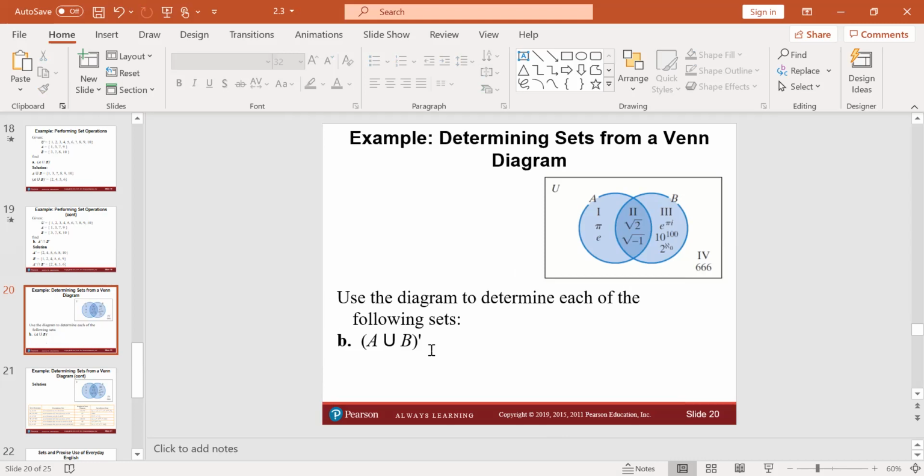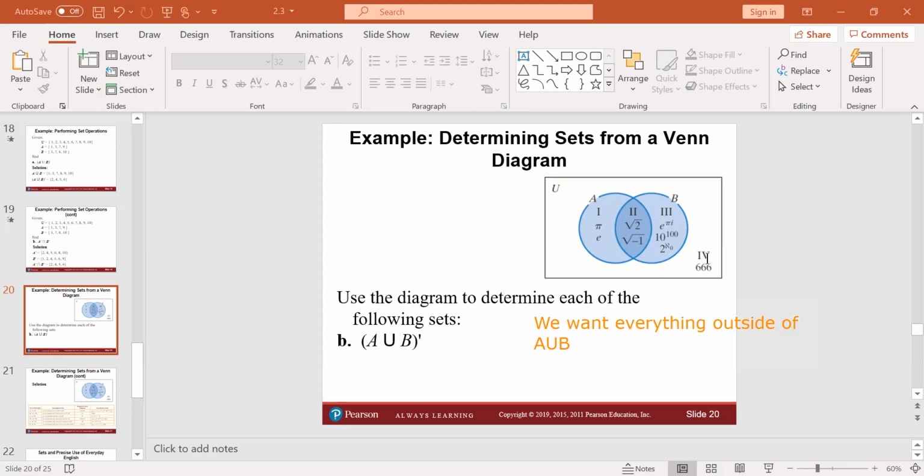Next up, we're going to do A union B, but then complement. So we can actually just look at the Venn diagram here. A union B complement, well, wait a minute. This was A union B, the set with pi, e, root 2, root -1, e to the pi i, 10 to the 100th, 2 to the NO, whatever that is. That was A union B. But now we want to take the complement of that. We want to go outside of that. So basically, we want everything outside of A union B.